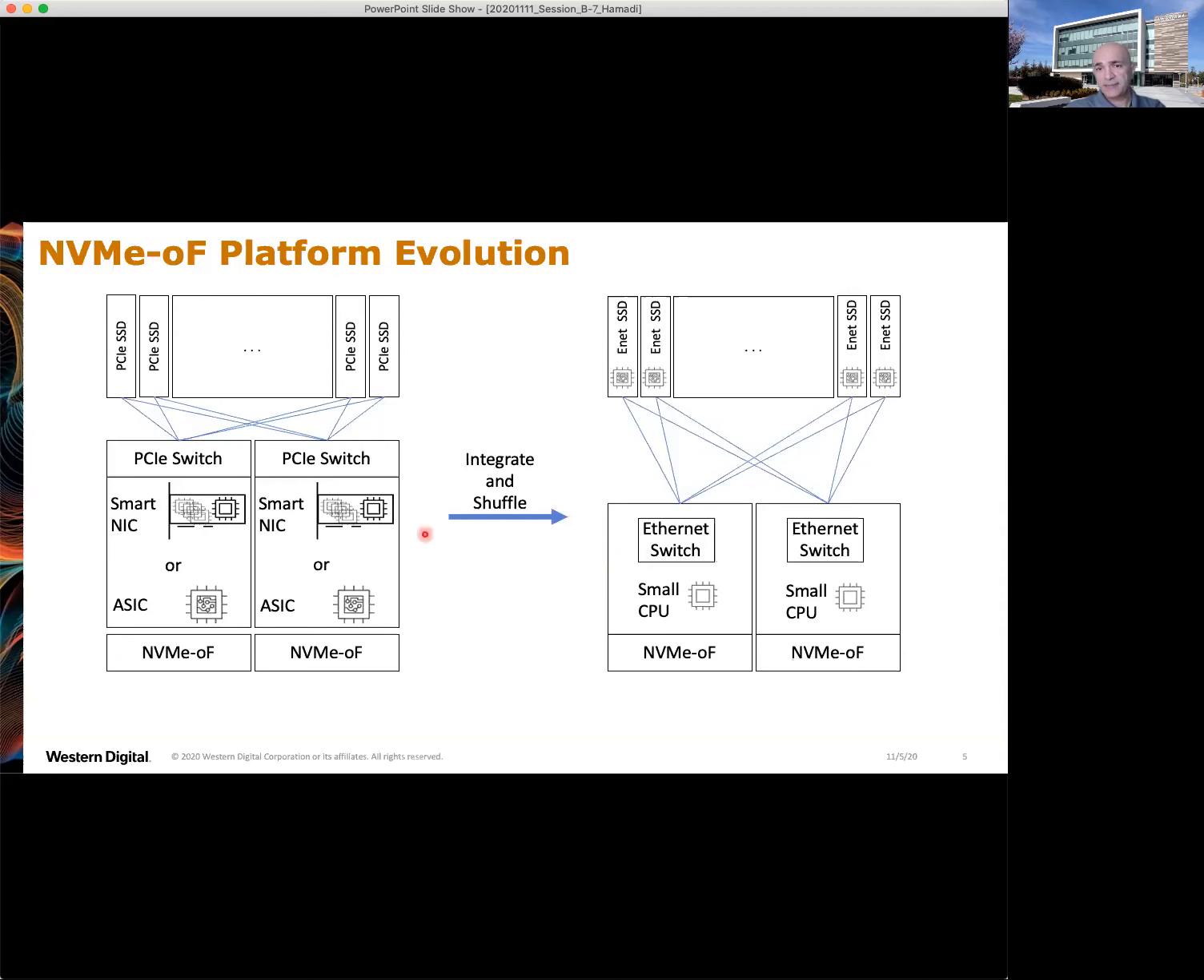So we'll see PCIe switches now replaced with plain Ethernet switches. And what you'll see is a small CPU that's needed to run the control plane on the Ethernet switch. So this change effectively moves the attach point for NVMe over Fabrics all the way to the drive. And this will make even more sense as you scale the number of drives within the platform.